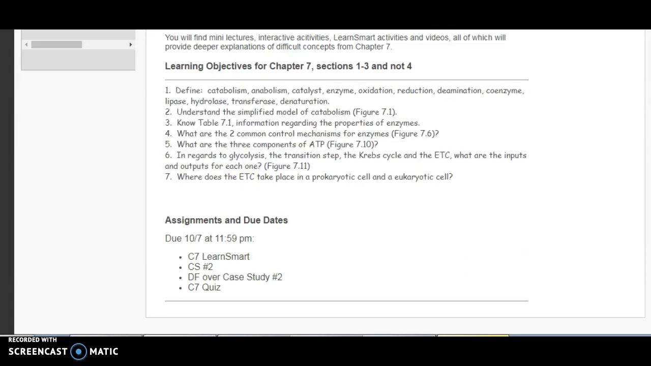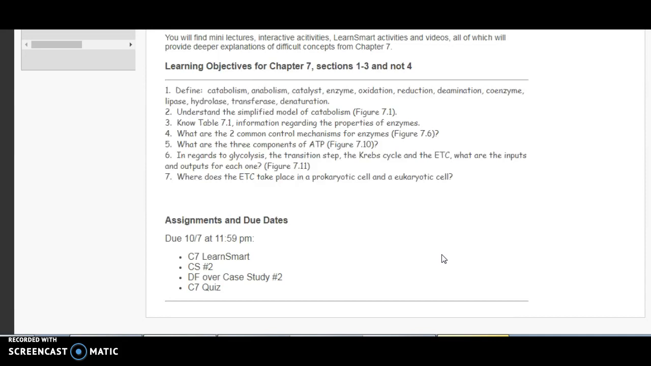All right, then your assignments and due dates for this week. You have your Learn Smart activity for chapter 7. Case study number 2, which is the case file that starts at the beginning of chapter 7. And it isn't actually over microbiology, so to speak, but rather this idea of cellular metabolism. And the nice thing about this chapter is that a lot of the information crosses over between both eukaryotic cells, which is us, and prokaryotic cells, the bacteria.